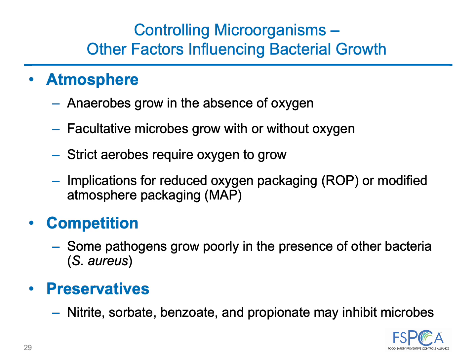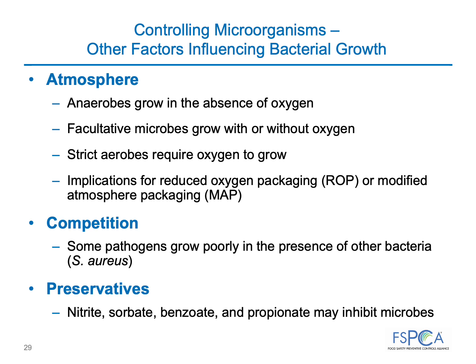When there is little competition for nutrients, bacteria can reproduce rapidly. Conversely, the presence of other bacteria can inhibit the growth of certain pathogens. For example, production of toxin by Staphylococcus aureus may be suppressed when competitive bacteria are present. Fermented products like yogurt, which have high levels of active cultures, inhibit the growth of pathogens when fermentation proceeds at the normal rate.